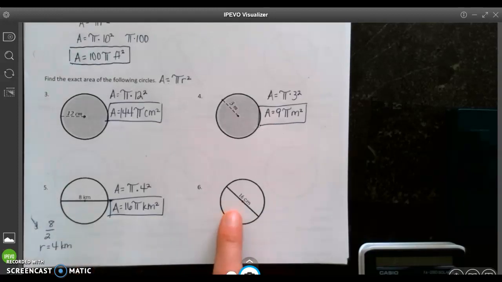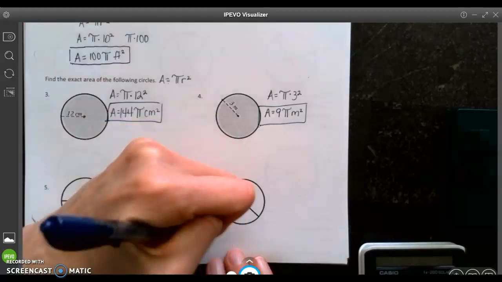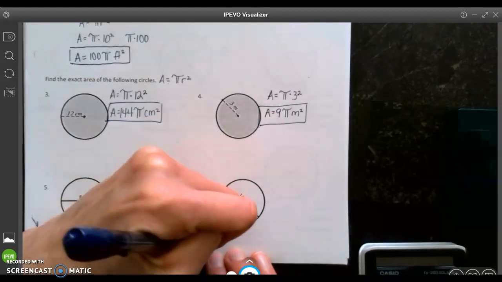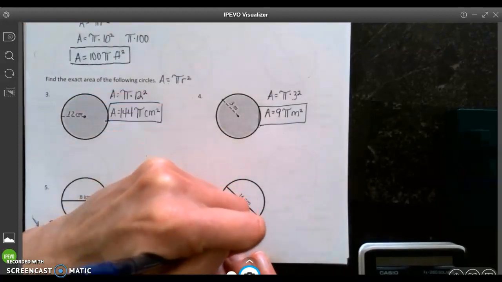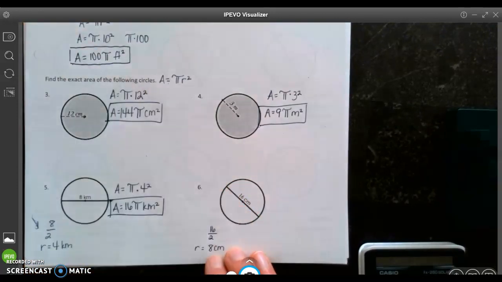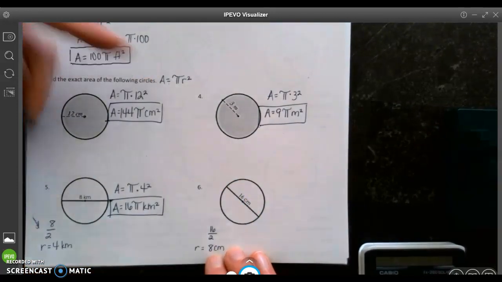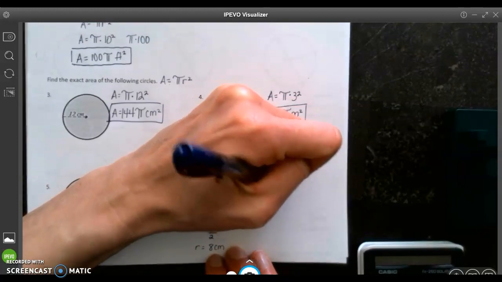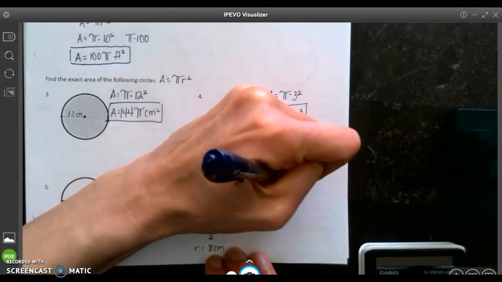So right in number 6, we have the diameter again. We need to take half of that. Half of 16 is 8. So our radius is 8 centimeters. So we'll plug that into our formula. Area equals pi times radius, 8 squared.